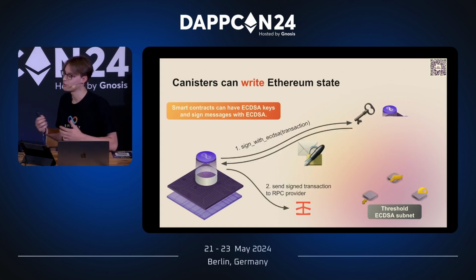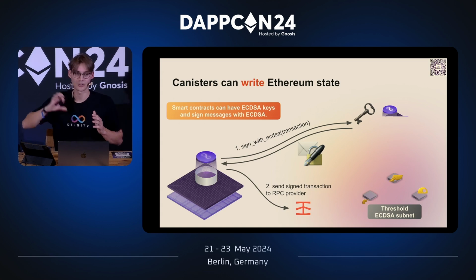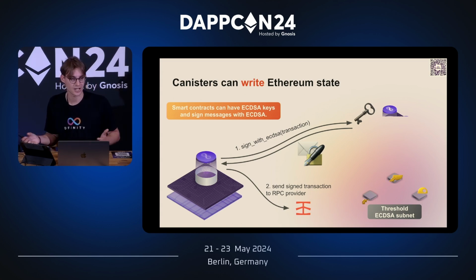But they cannot only read Ethereum state, they can also write it. And that works by leveraging the chain key signatures that I mentioned earlier. So in this case, we're using a threshold ECDSA signature scheme. The canister creates a transaction, for example, using ethers-rs or Alloy in Rust, and it then asks the threshold ECDSA scheme to create a signature on the transaction. And the signed transaction is then sent to an RPC provider, again, using the HTTP outcalls feature. And with this, canisters on the IC can trustlessly interact with Ethereum.